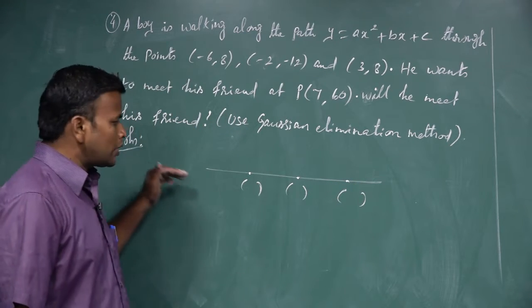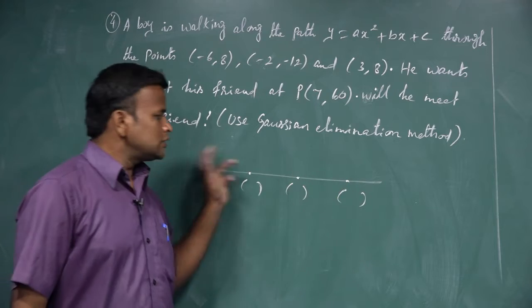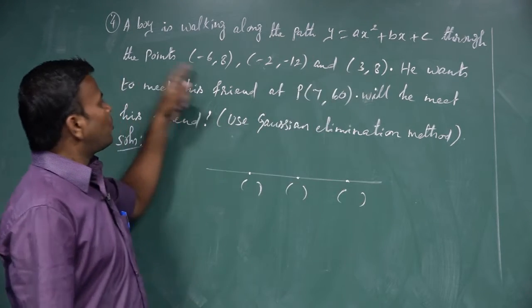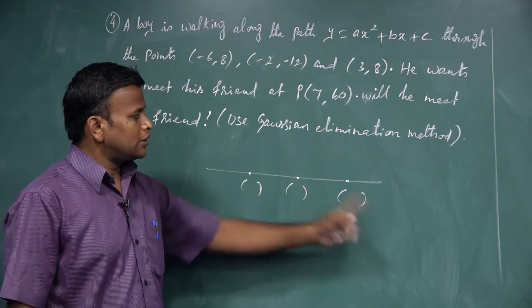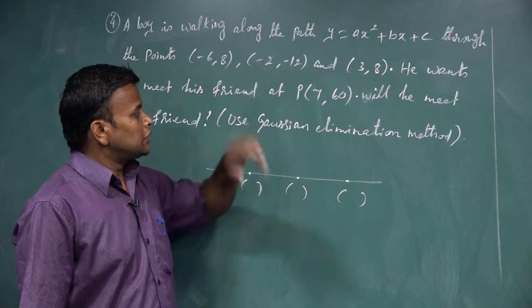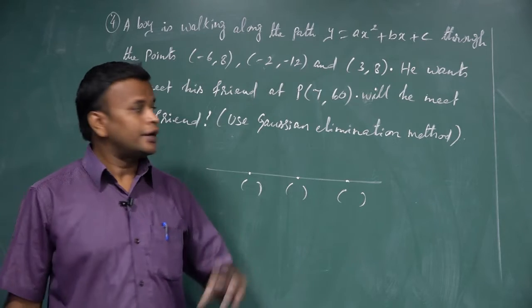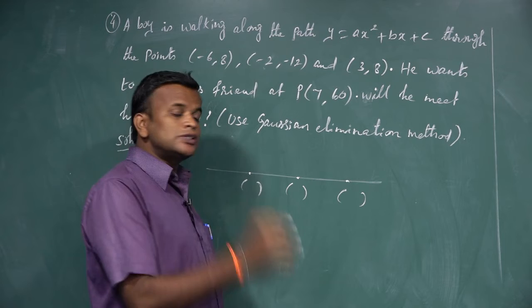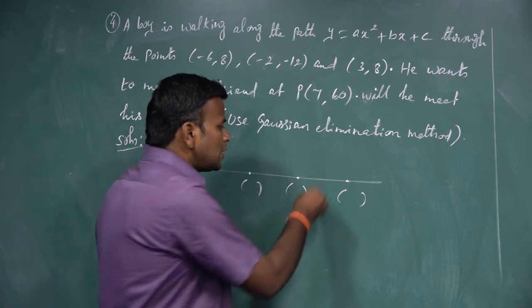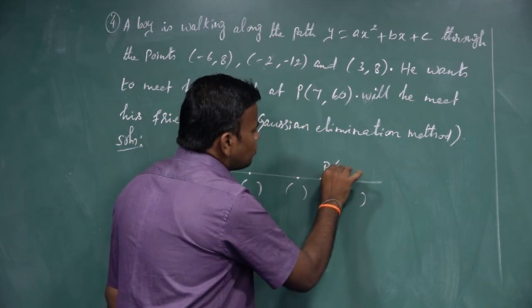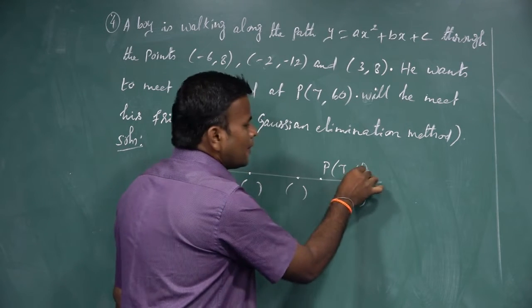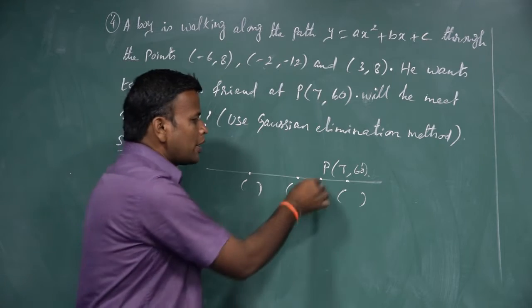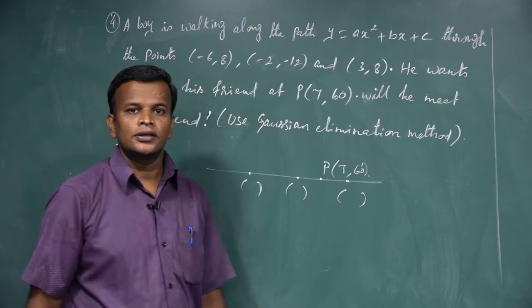A boy is walking along this path. On this path, there will be 3 points, through the points minus 6, 8 and so on. The next one, our friend, is at a point P of 7, 60. Suppose the point 7, 60 also lies on the same line. The boy should meet his friend because the point also lies on the same line.